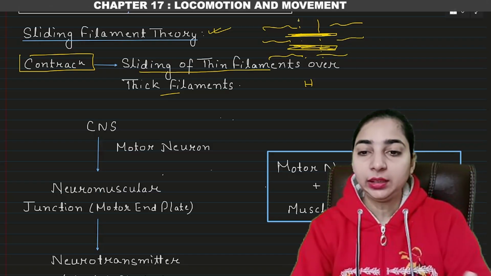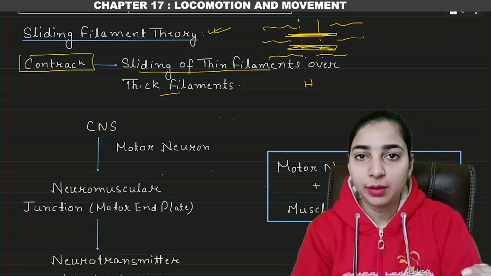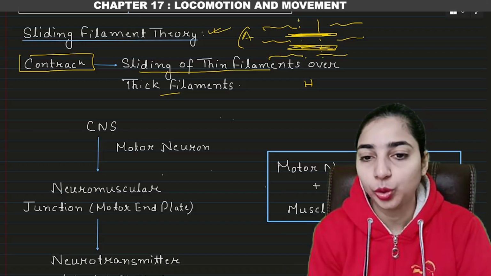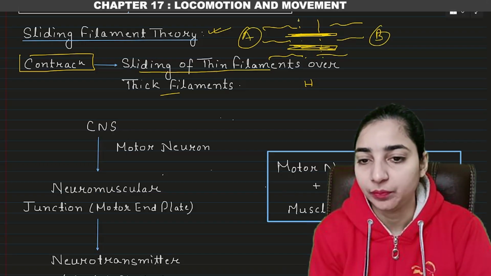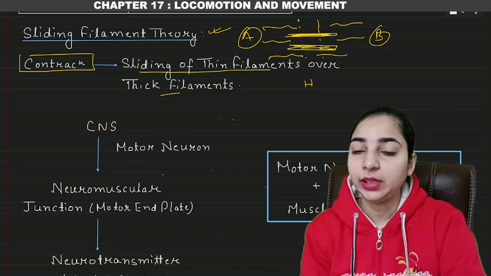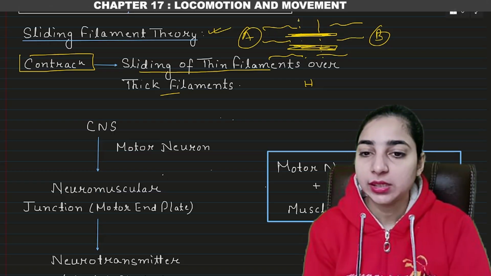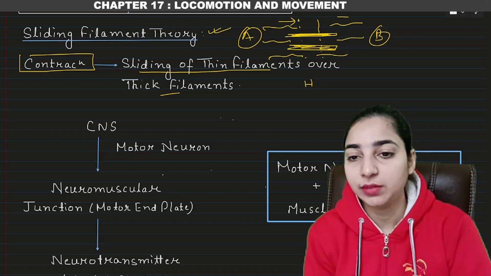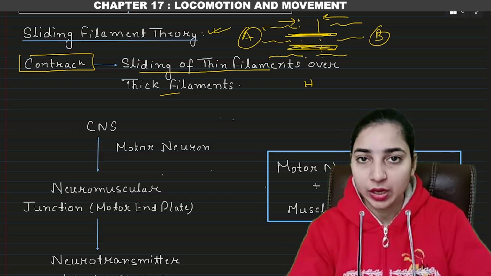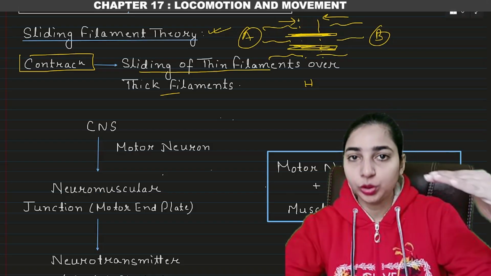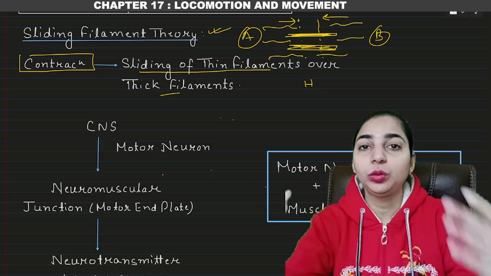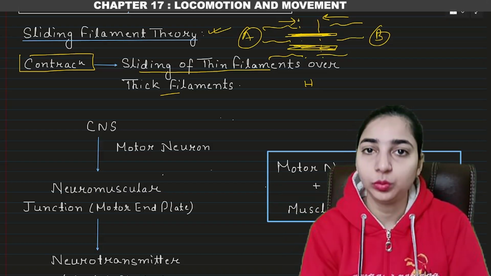Now, on both sides the thin filaments will start sliding towards each other. Suppose this side we have point A, and this side we have point B. The thin filaments on side A will start moving towards side B, and the thin filaments on side B will start moving towards side A. So the thin filaments on both sides move towards each other, and according to this theory that leads to the contraction of the muscle.